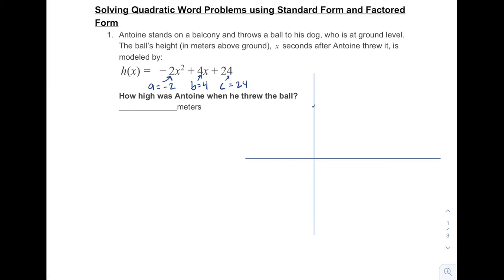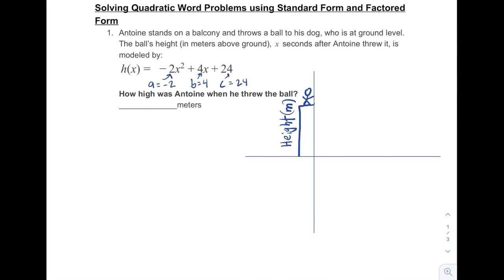So Antoine stands on a balcony. Right, so let's say Antoine's up here. And he's going to throw a ball to his dog at ground level. The ball's height in meters above ground. So this is height in meters. X is seconds. So here's your time in seconds. Okay, so that's our graph. And he threw the ball.